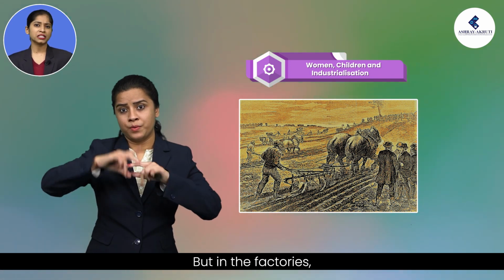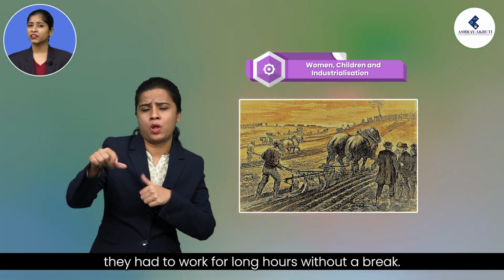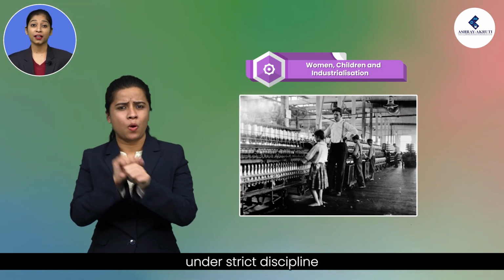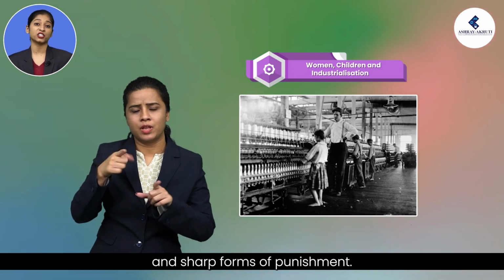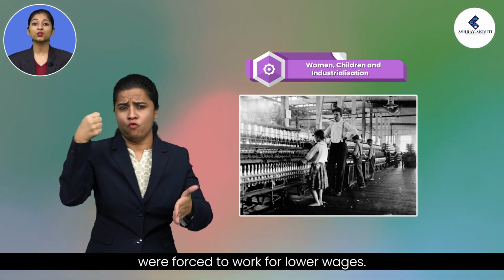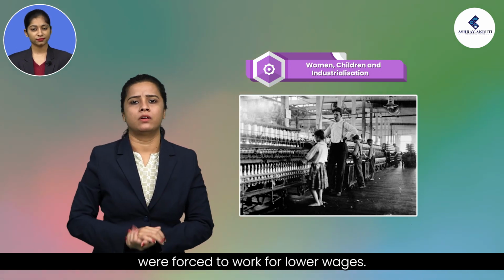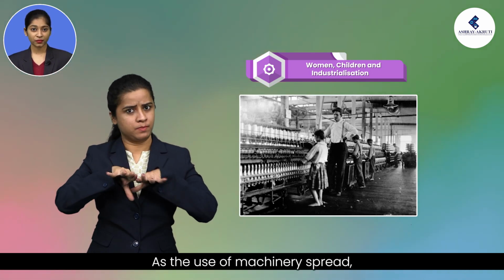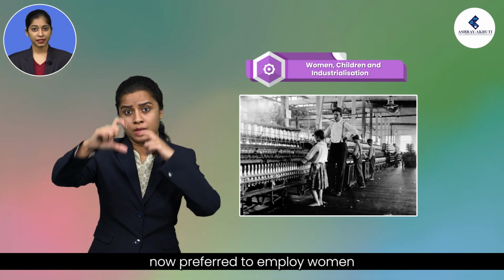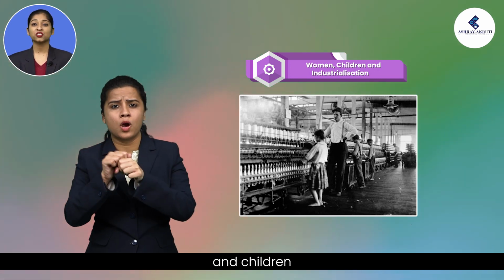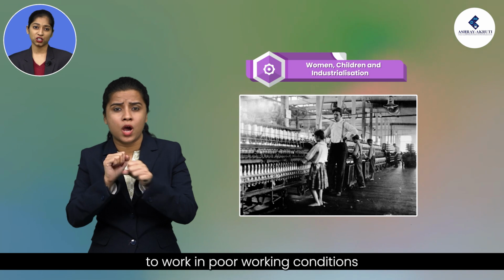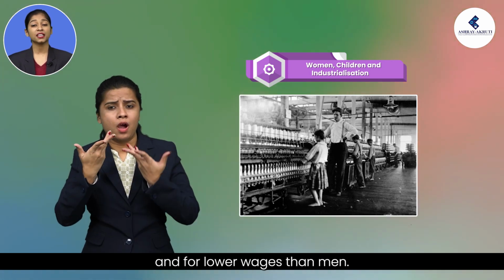But in the factories, they had to work for long hours without a break. They did the same kind of work under strict discipline and sharp forms of punishment. The women and children were forced to work for lower wages. As the use of machinery spread, fewer workers were needed. Industrialists now preferred to employ women and children because they would easily agree to work in poor working conditions and for lower wages than men.